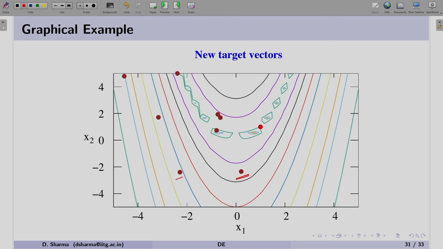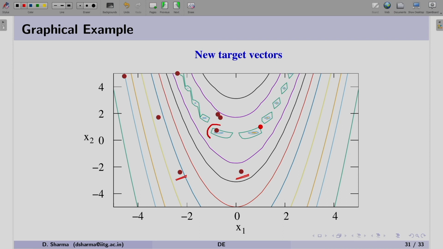Now, after selecting using the greedy selection method, as you can see, these brown points are the new target vectors. What we can see is that we started randomly in the x1 and x2 plane, and after one generation the solutions start moving towards the optimum solution.